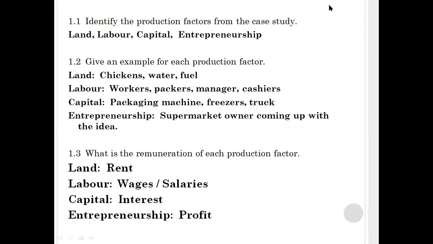So I'm just quickly going to repeat. 1.1 is where you needed to mention the 4 production factors for 4 marks. 1.2, you need to give an example of each of the production factors for 4 marks. 1.3, you need to give the remuneration of each one for 4 marks. So the whole question 1 is counting 12 marks. I'm just going to leave the slide up for a few seconds so everyone can finish marking.